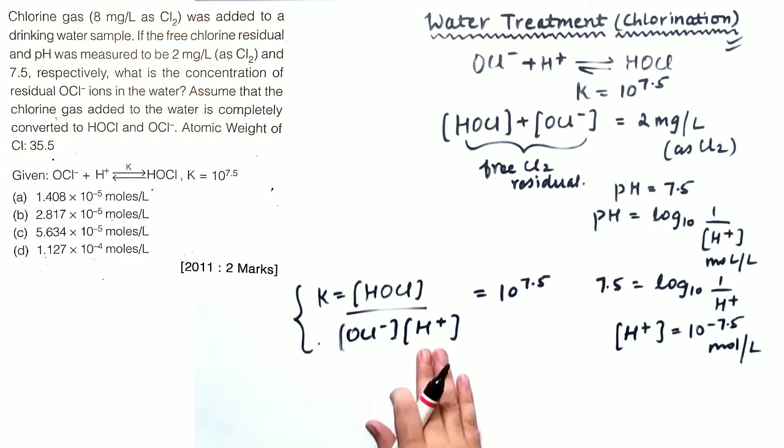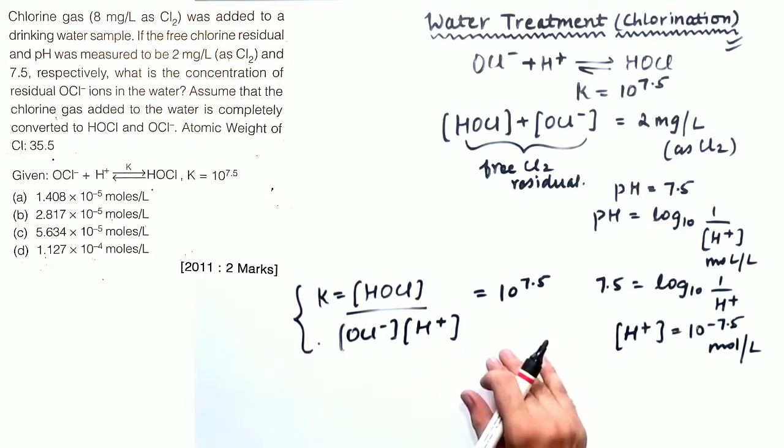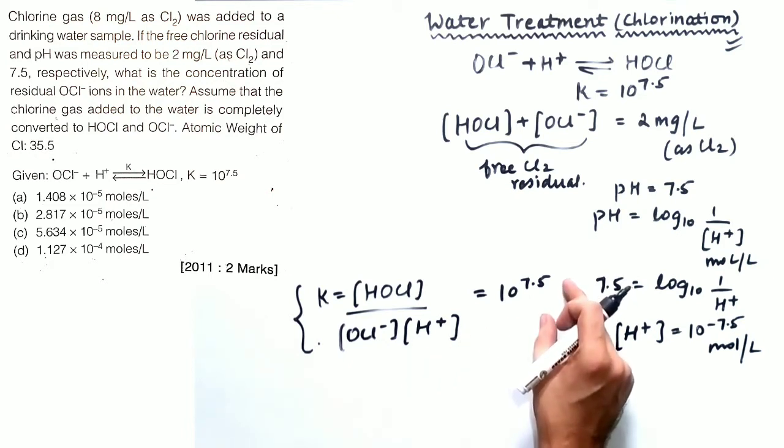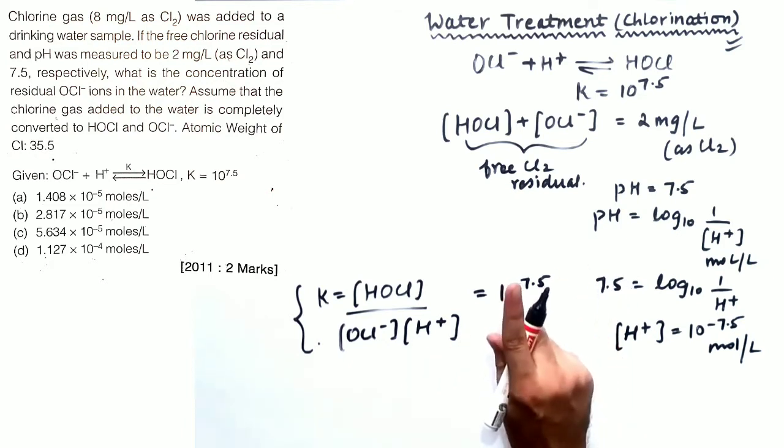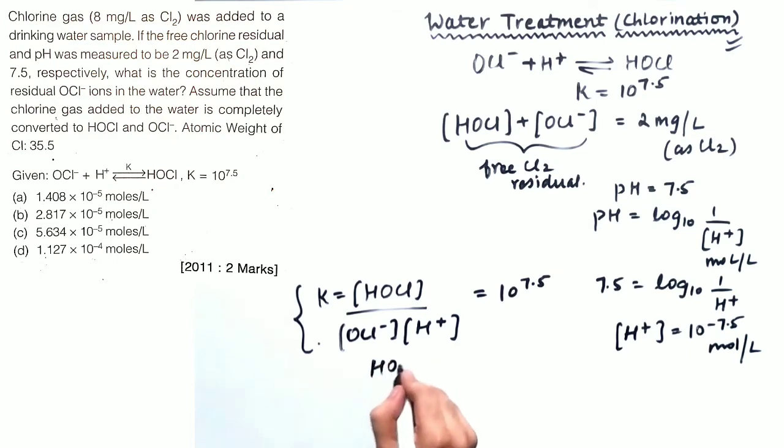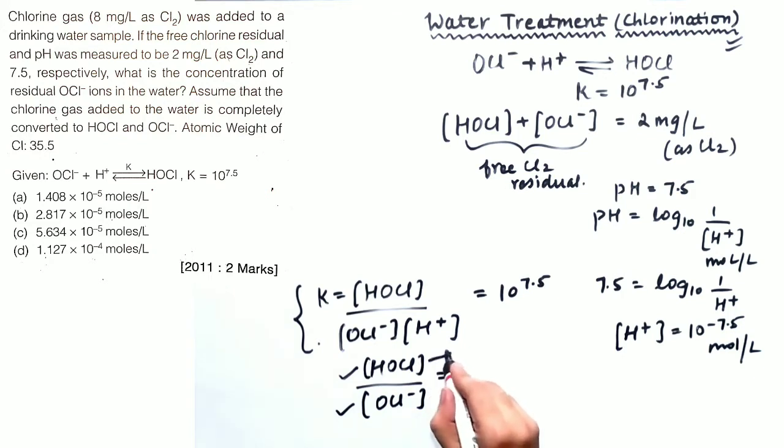After substituting the value of H positive as 10 to the power minus 7.5, the terms cancel out and it results in 1. That means HOCl concentration divided by OCl negative concentration is equal to 1. That means the concentration of HOCl and the concentration of OCl negative are equal. If this is X moles per liter, then that will also be X moles per liter. Why am I saying moles per liter and not milligram per liter? Because you have substituted H positive in moles per liter, so HOCl and OCl negative should also be kept in units of moles per liter.